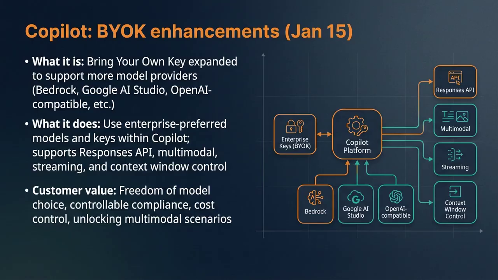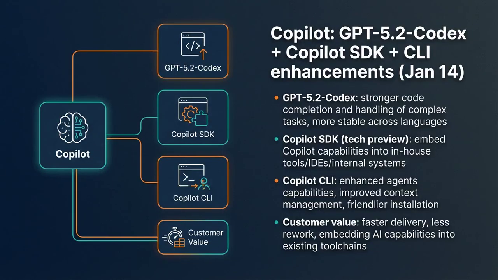Next, I will cover improved models and integration tools. On January 14th, GitHub released GPT 5.2 Codex, a Copilot software development kit, tech preview, and command line interface improvements. GPT 5.2 Codex delivers stronger code completion across languages. The software development kit lets you embed Copilot into internal tools and IDEs. The command line interface improves agent capabilities and context handling. I suggest piloting the SDK and CLI in a key workflow to measure benefit.